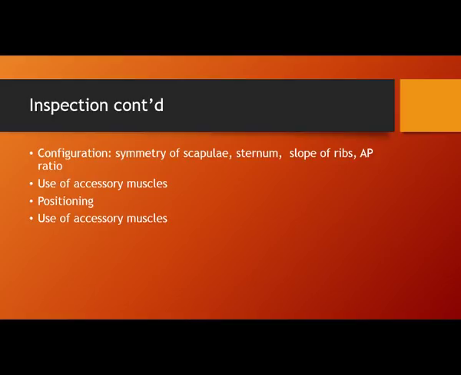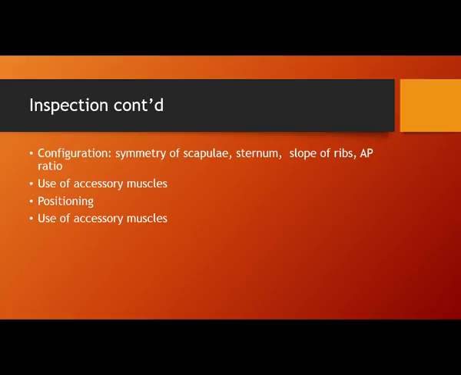Observe for use of accessory muscles. That's where they really look like they're struggling to breathe. You say, well, she looked like she was struggling to breathe. How did you know? What was she doing? And then when you think about it, they're using those accessory muscles. You probably just recognize that she's struggling to breathe, but you can't say why. But when you look at it, it's those accessory muscles that she's using.